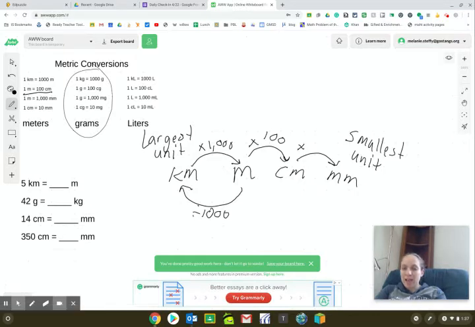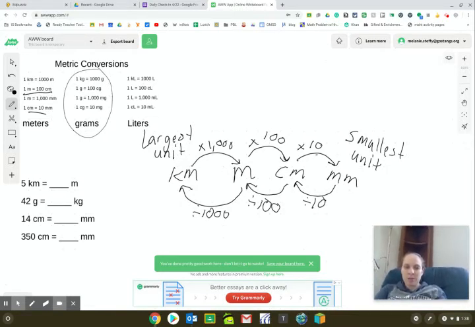So if I have centimeters and I'm trying to figure out how many meters that is, I need to put them into groups of 100. So I'm going to be dividing by 100. If I'm going from centimeters to millimeters, I know that 1 centimeter is equal to 10 millimeters. So I have to multiply by 10. If I'm going from millimeters to centimeters, I need to put my millimeters into groups of 10 to form my centimeters. So I'm dividing by 10.